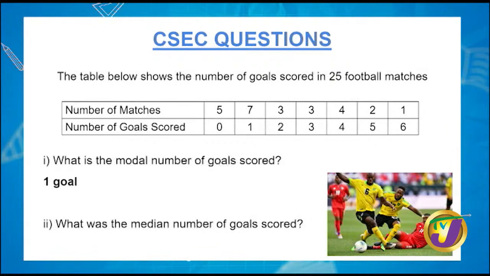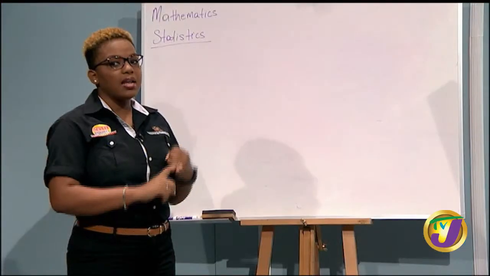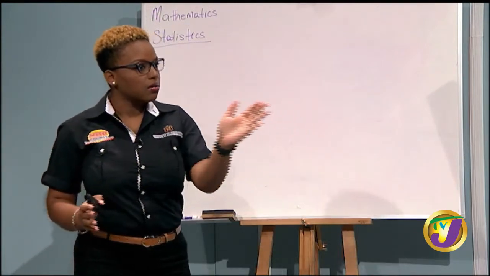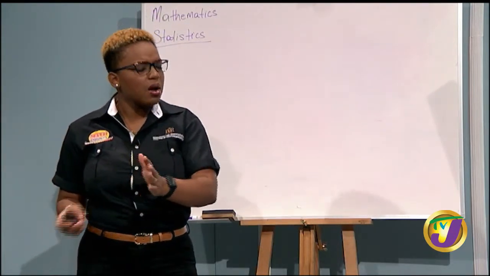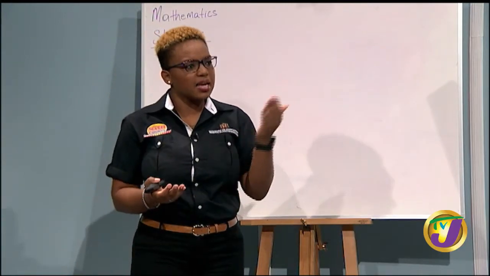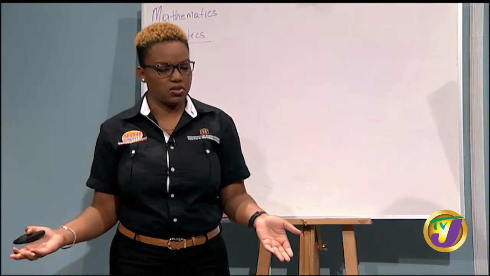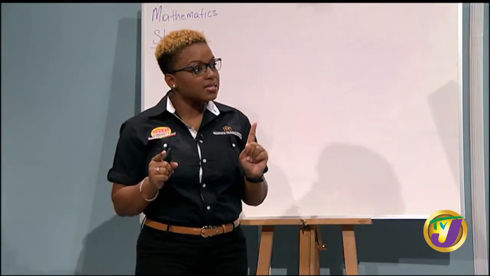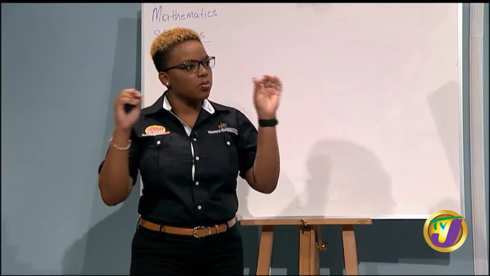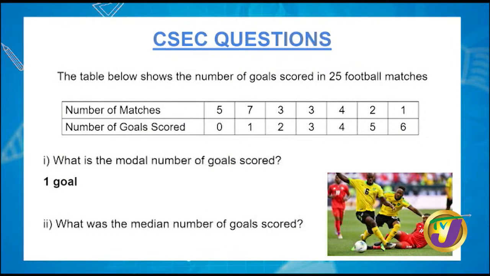What was the median number of goals scored? All right, so we spoke about earlier that we can look at listing out all of the values in the data. But if we have the data already organized in a frequency table, we don't need to list it out. What we need to find is the middle. So we know that there are 25 football matches, and where would that middle number of goals fall? I am thinking half of 25 matches would be 12.5.